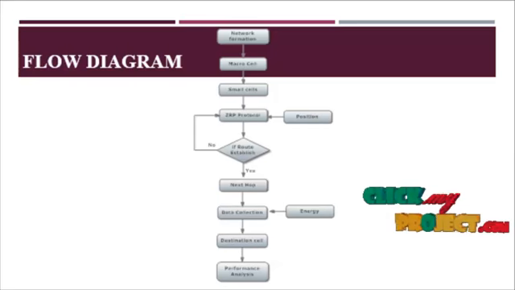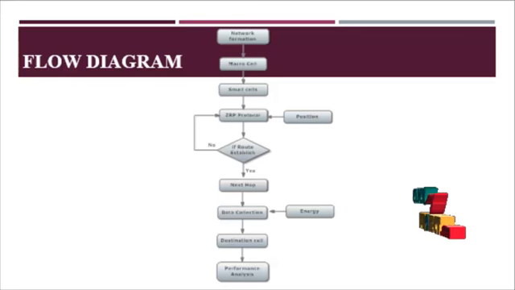Next one is performance measure. The performance is measured in three metrics: the throughput, energy consumption, and delay of our project.